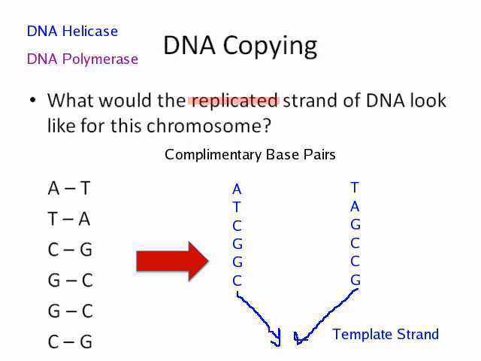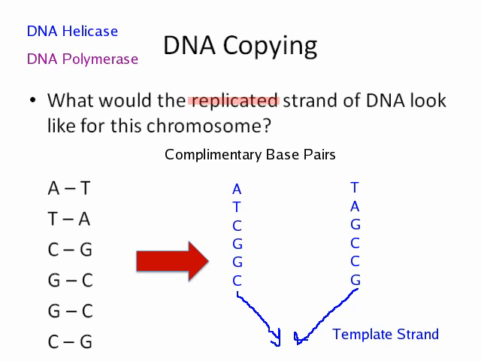Complementary base pairs. The complementary base pair for adenine is thymine. The complementary base pair for thymine is adenine. The complementary base pair for cytosine is guanine, and the complementary base pair for guanine is cytosine.